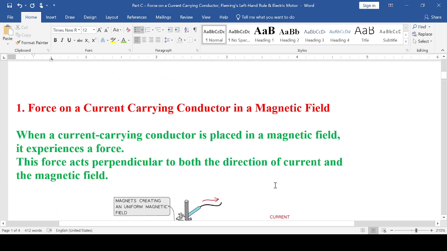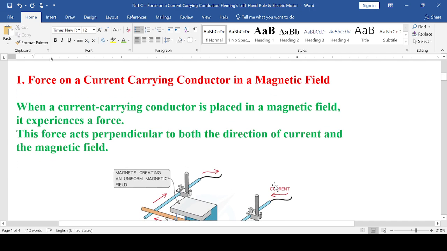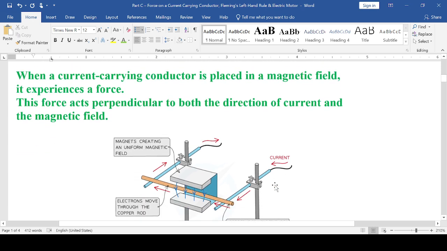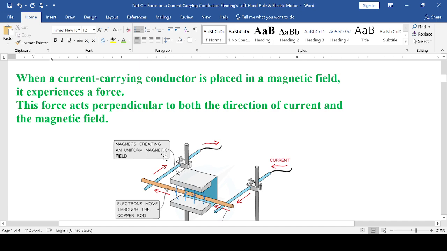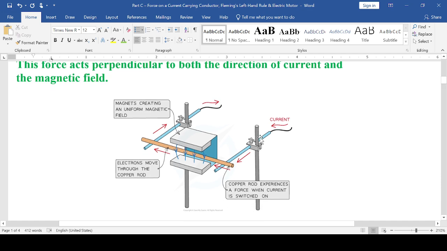So what do you mean by force on a current carrying conductor in a magnetic field? When a current carrying conductor, means a conductor in which current is passing, is placed in a magnetic field, it experiences a force. How is the force acting? The force acts perpendicular to both the direction of current and the magnetic field.